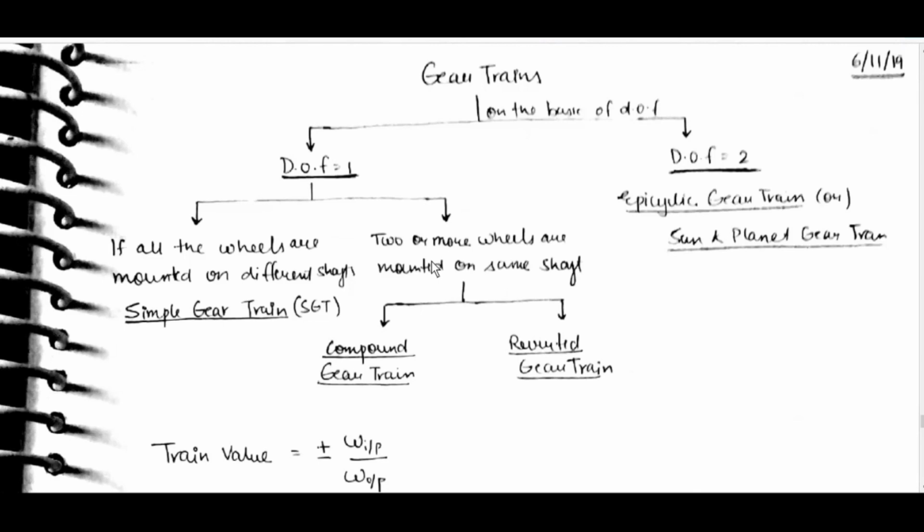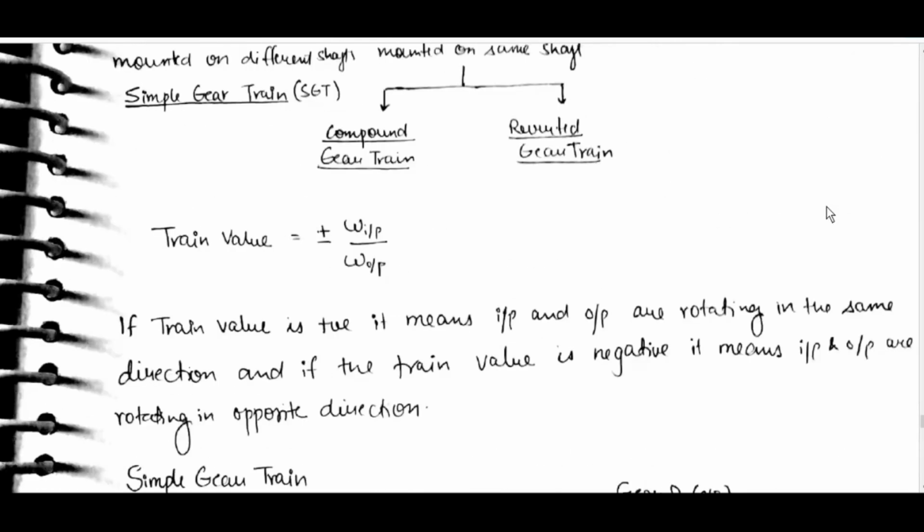Gear trains are important on the basis of degrees of freedom. Degrees of freedom equal to 1, degrees of freedom equal to 2. In 1, if all wheels are mounted on a different shaft, it is a simple gear train. If two or more wheels are mounted on the same shaft, it is a compound gear train or reverted gear train. In degree of freedom 2, it is an epicyclic gear train or sun and planet gear train.